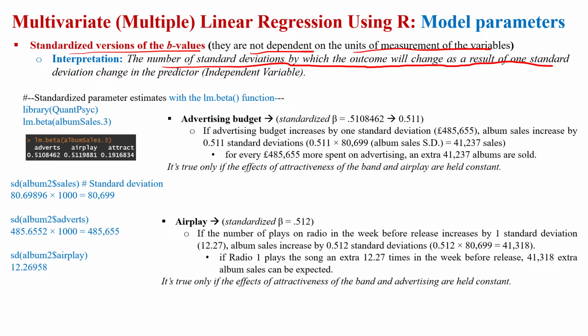As a result, one standard deviation change in the predictor or independent variable. First of all, we are going to calculate the standard deviation of the dependent variable, and we are going to calculate the standard deviation of the independent variables. Once we have that, I believe I made some mistake over here, so we have to use, I believe, album 3, right? I think so. Depending upon in which variable we have stored the data, whether 2 or 3. Let me check the name of the variable.